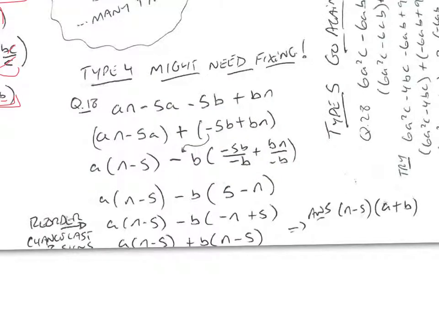So let's look at our type 4. Okay, our type 4, and we say that these might need fixing. So we've an minus 5a minus 5b plus bn. Group our first two and our last two. Then we take out the common factor, which is a, and we get a times n minus 5.